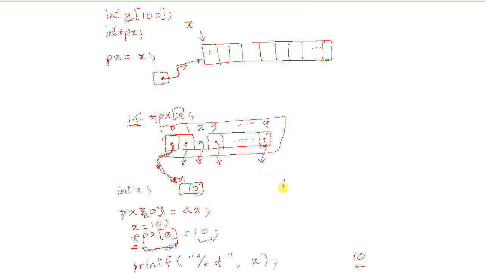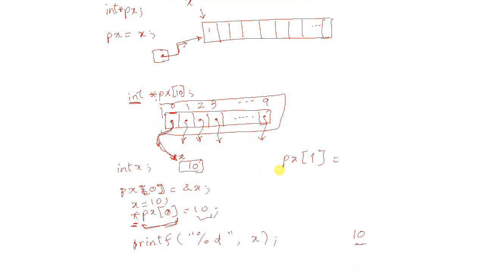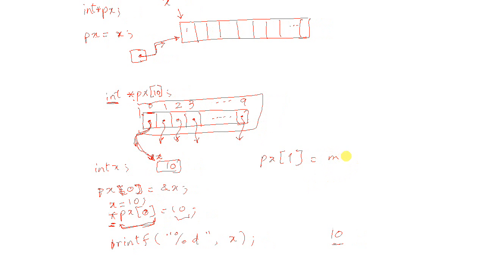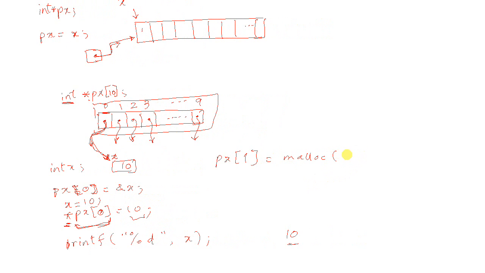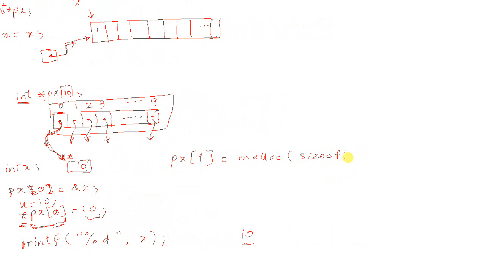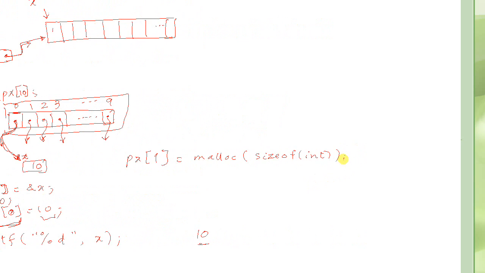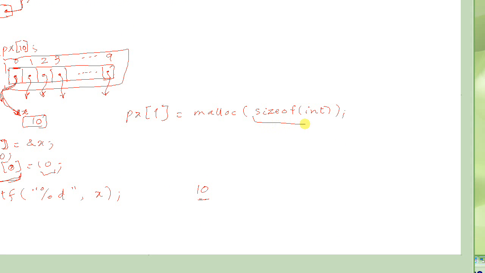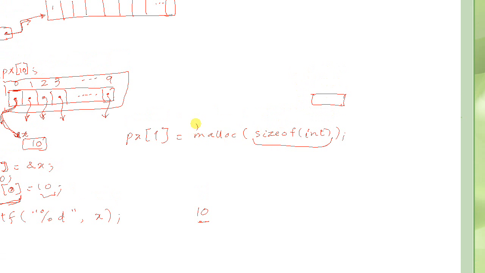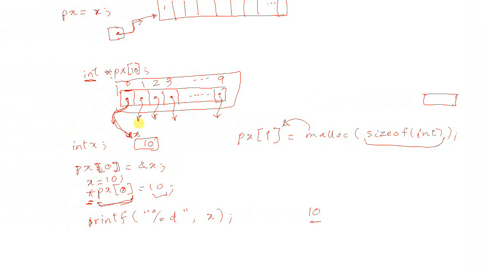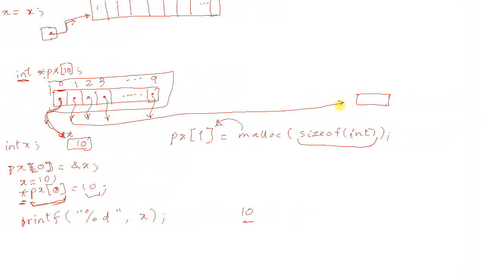What you could do is dynamically allocate it. Let's say px1 is equal to malloc of size of int. What it's going to do is allocate enough memory to store an integer, and the address will be stored back into px1. So this will start pointing right here.